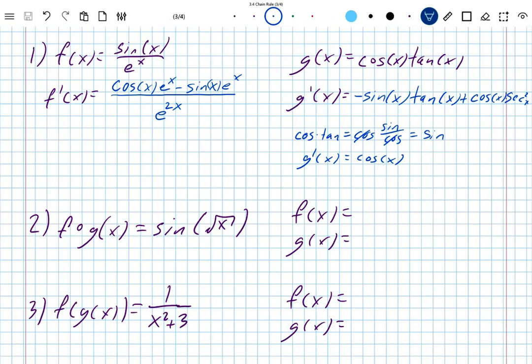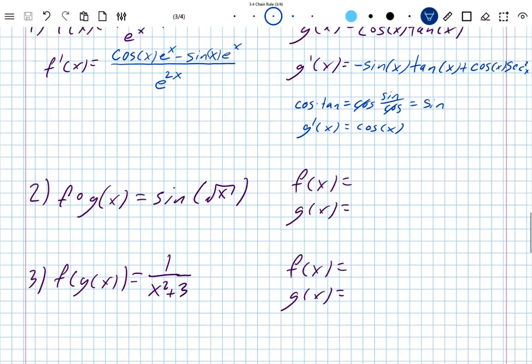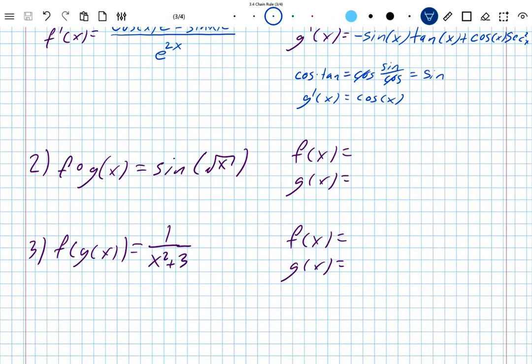Okay. Hopefully you had some luck with that. These next two are not really calculus questions. It turns out the section coming up requires you to be comfortable with compositions, and both of these are compositions, both this one and this one. So we are looking for an inner function and an outer function in both cases.